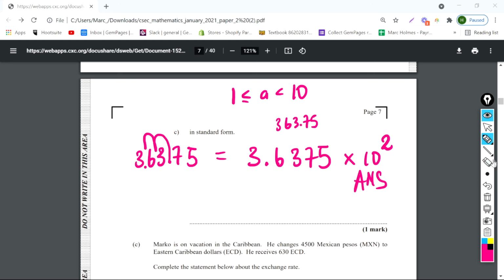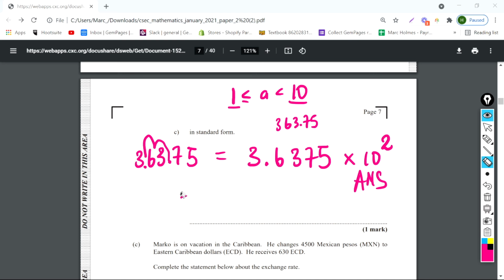So guys, the main thing to remember for standard form is you have to move the decimal place to a point where it's between 1 and 10. So 3.6375 is between 1 and 10. And because we moved it 2 places to the left, it ends up being 10 to the 2. So this is the answer in standard form. Cool. All right.